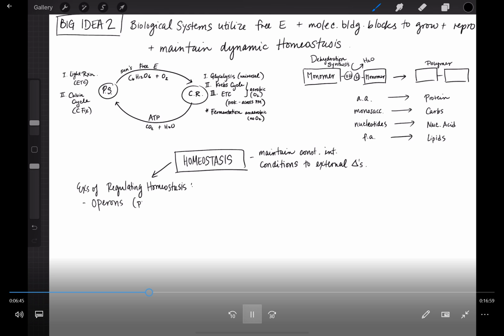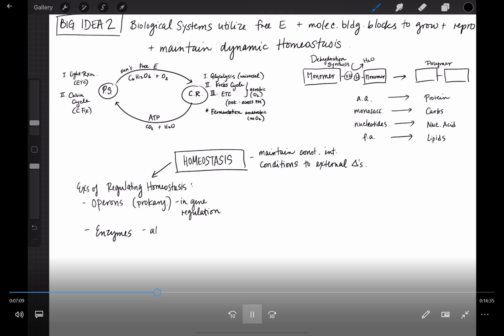Remember, inside prokaryotes, you have a collection of genes called operons, and they're regulated by an operator. So there's regulatory proteins that can either bind to the operator, activate it, or repress it. So go over that in further detail on your own.